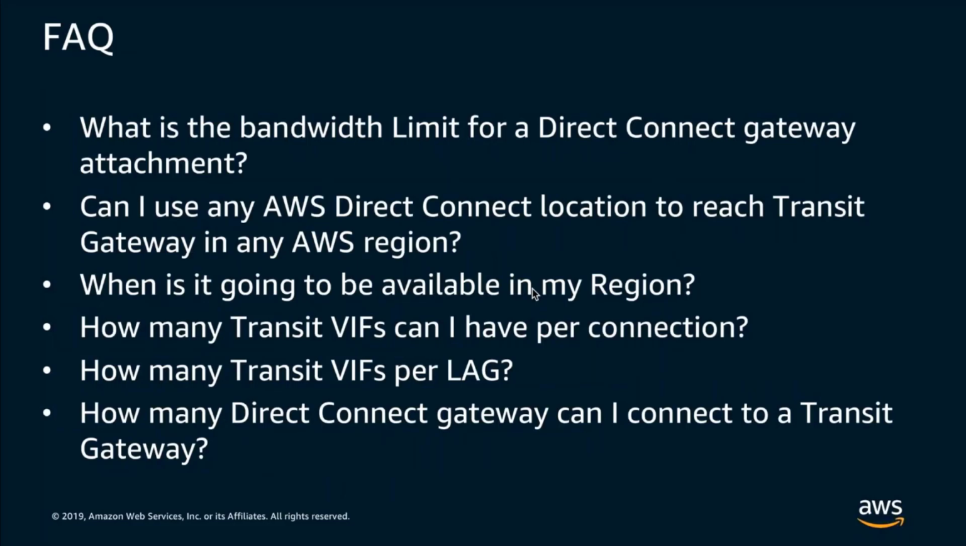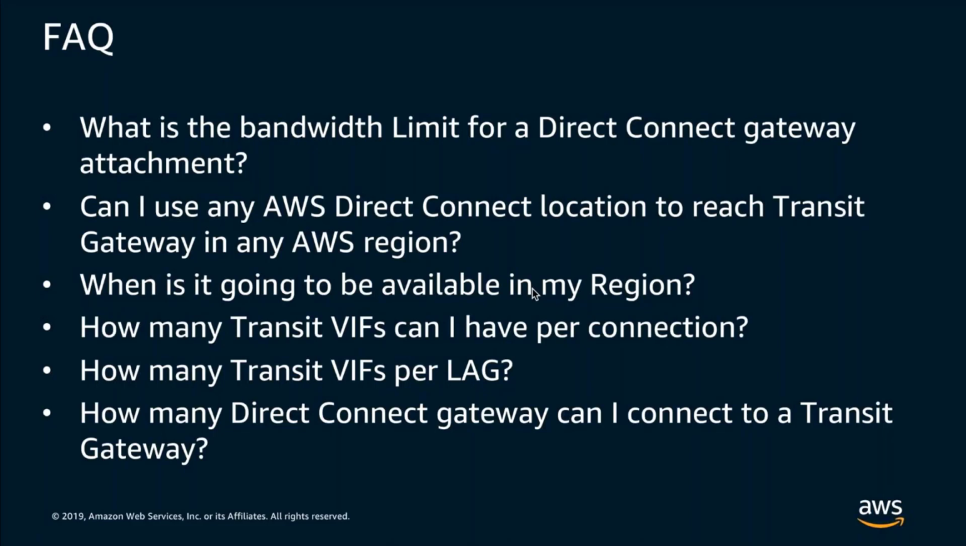Okay, now we'll go through the most common frequently asked questions, and we also have additional questions from you once we open the floor for questions. So what is the bandwidth limit for a Direct Connect gateway attachment? Generally this is bound by your Direct Connect connection itself. So if you have 1, 2, or 5 gig, that would be the first limitation in bandwidth. And then you can go up to 50 gig if you're creating a LAG, which is what we do for VPN and VPC.